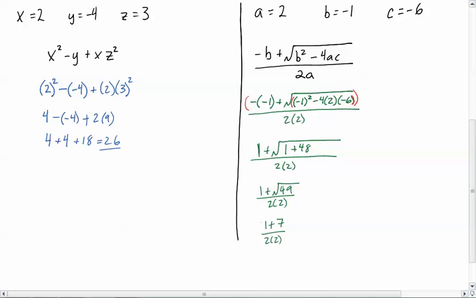Remember, the stuff on top has to be done before you can divide it by that 2 times 2. So 1 plus 7 is 8 divided by 2 times 2. 2 times 2 is 4. Our final answer is 2. Now, who'd have thunk all that would end up being so simple as this little 2 here? Isn't that a nice little 2? That's a lot nicer than this stuff up here. That's why we learned how to simplify.